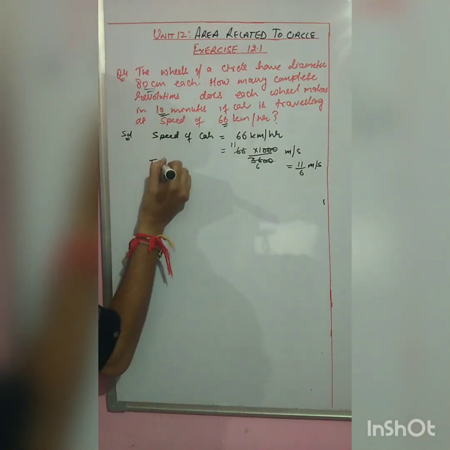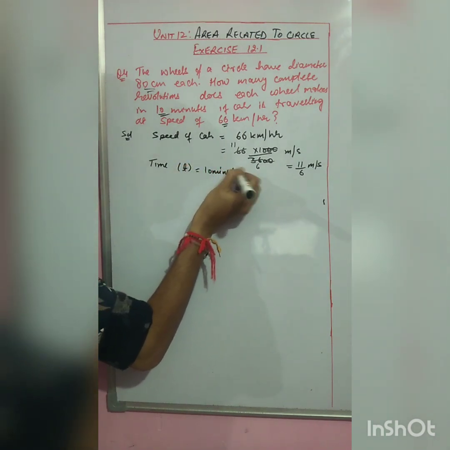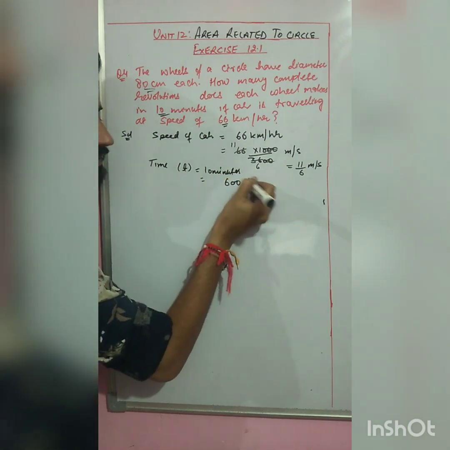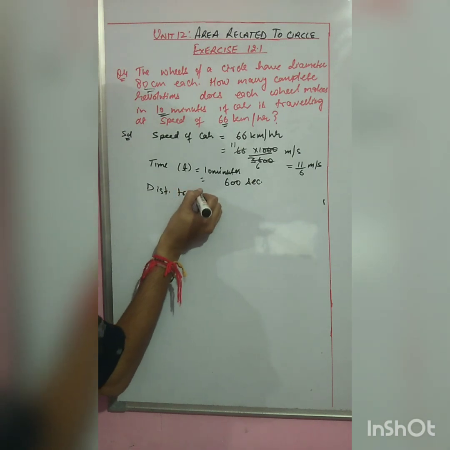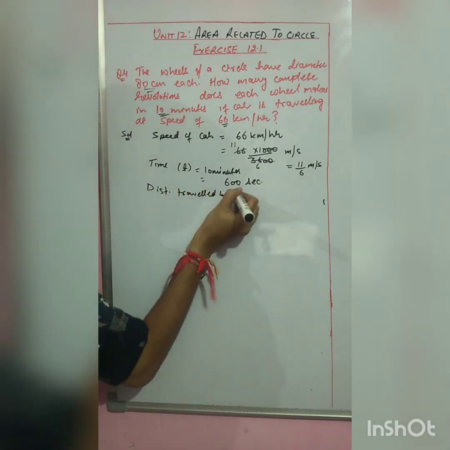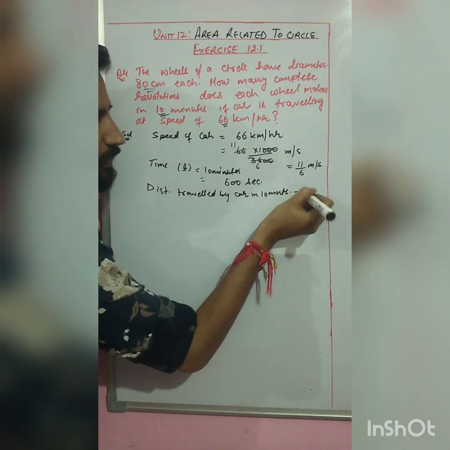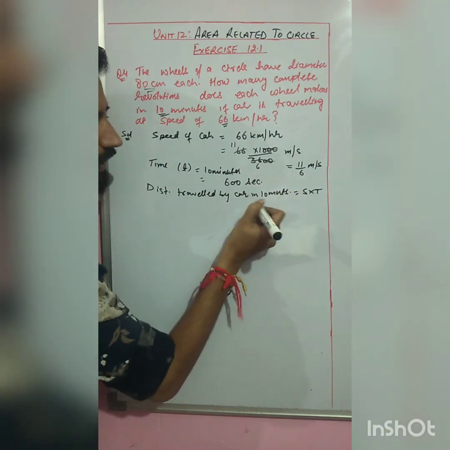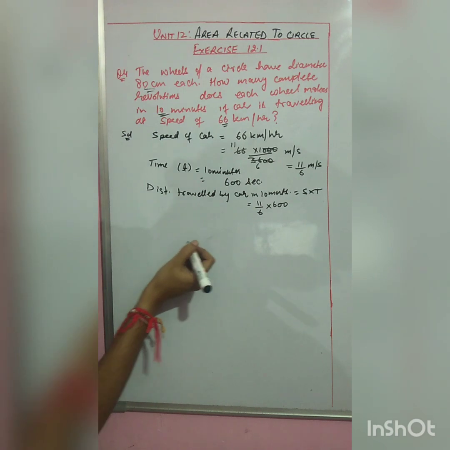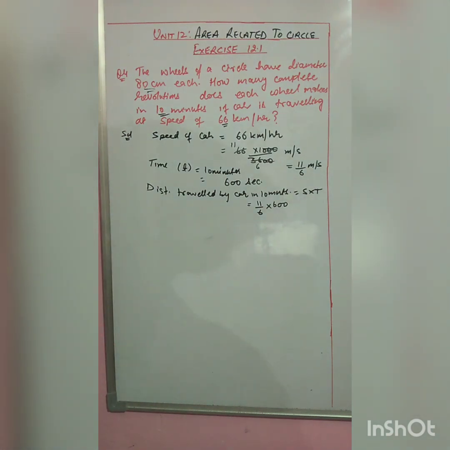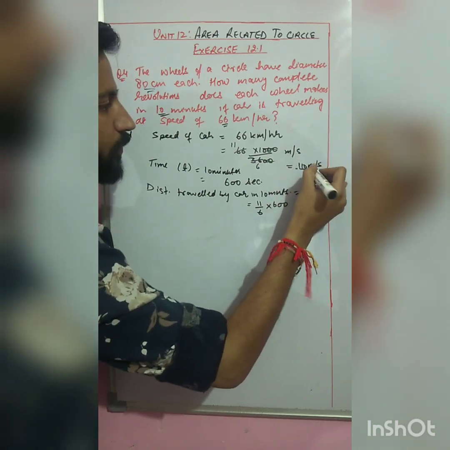And the time we are given is 10 minutes, that is 600 seconds. So distance traveled by car in 10 minutes is speed into time. Speed of the car 11 by 6 times 600 seconds. Time is, it is not 11 by 6, this is 110 upon 6.